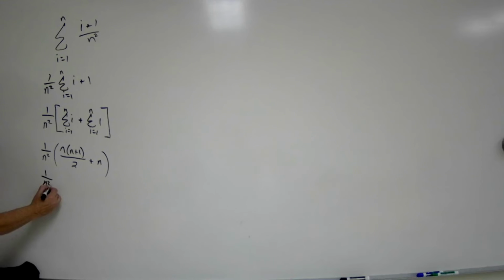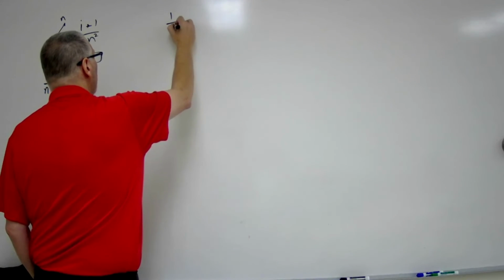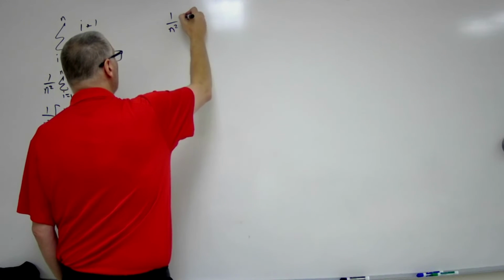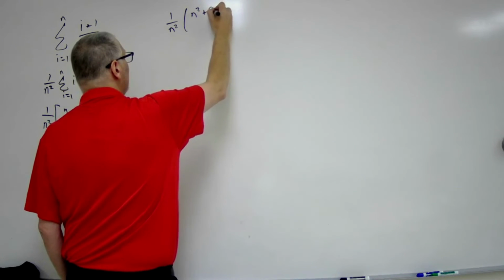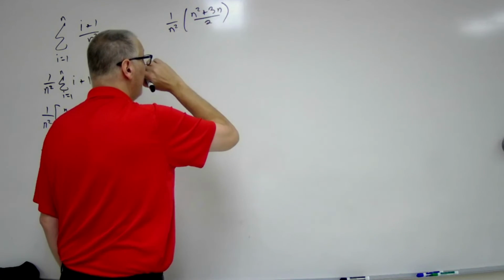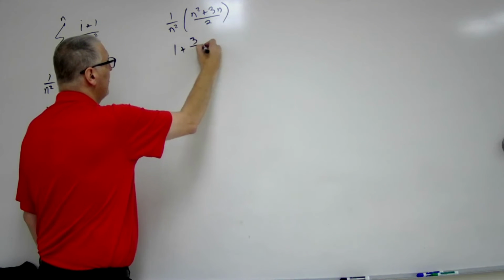1 over n squared times, let's see, this is going to be n squared plus n plus 2n over 2. All I did was add fractions and distributed. Right? So this gives me 1 over n squared times n squared plus 3n over 2. This is going to give me 1 plus 3 over 2n.